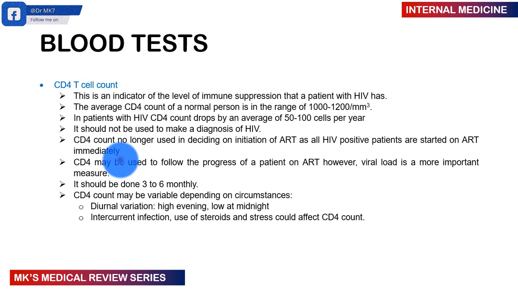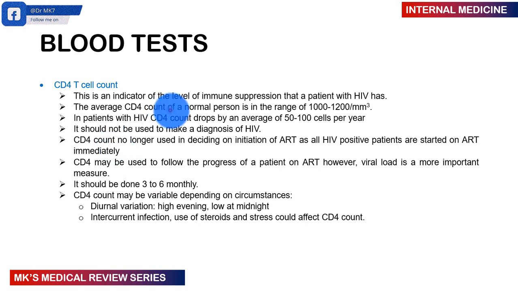Then other blood tests that we can order for is a CD4 count. This is an indication of the level of immunosuppression the patient has. And generally, it ranges between 1,000 to 1,200. So yesterday I gave you a value of 750. So you can say plus or minus 250. So that gives you about 1,000 or so.